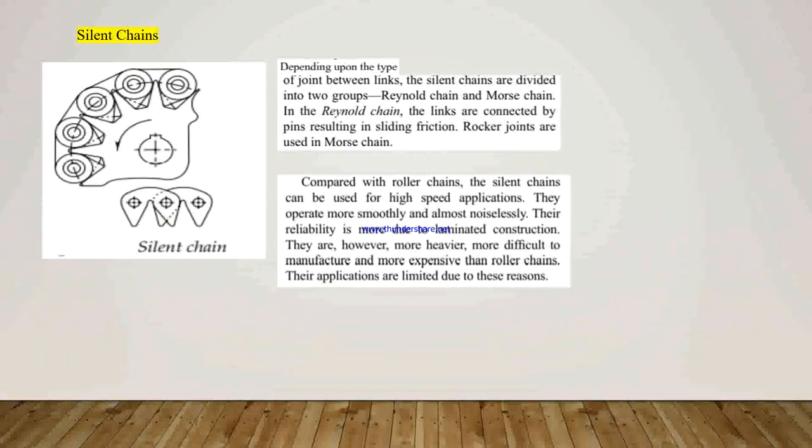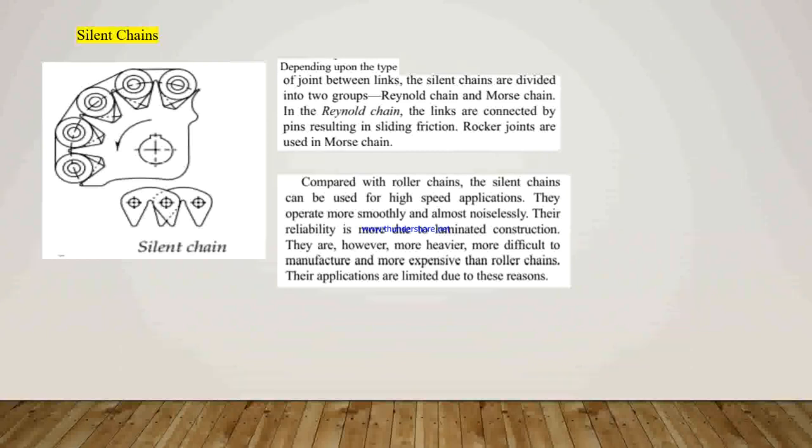Next are the silent chains. The figure shows a silent chain, which consists of a series of links formed from laminated steel plate. Each plate has two teeth, and the sprocket teeth have a trapezoidal profile. Depending upon the type of joint between links, silent chains are divided into two groups. First is the Reynolds chain and second is the Morse chain.